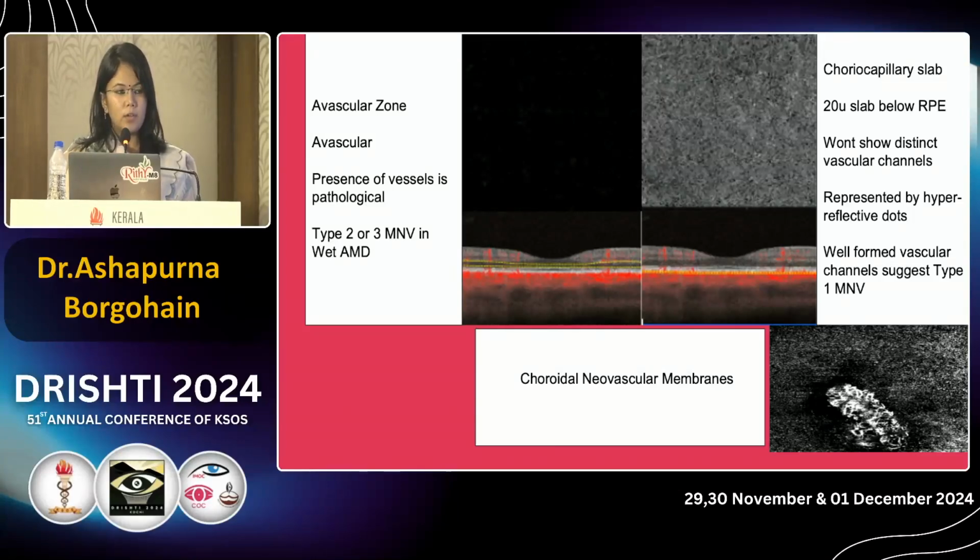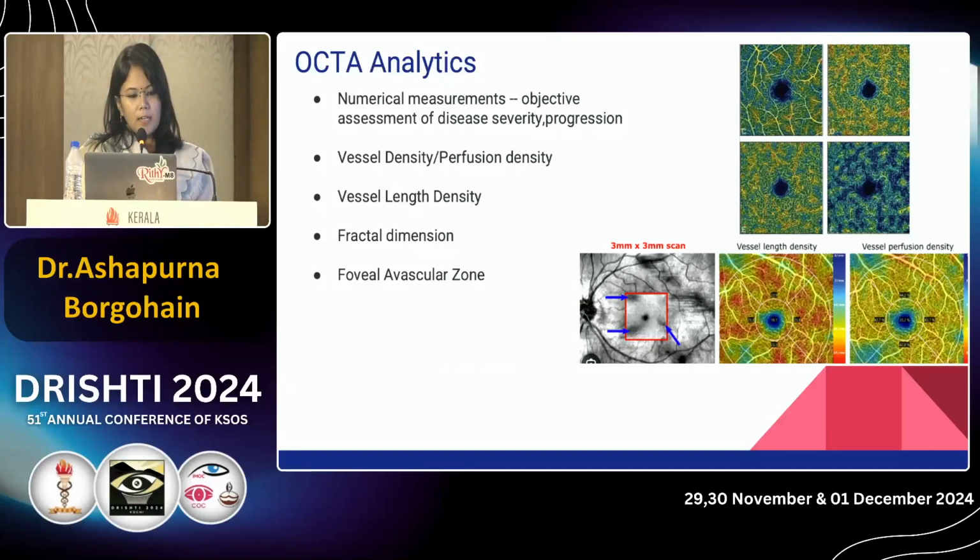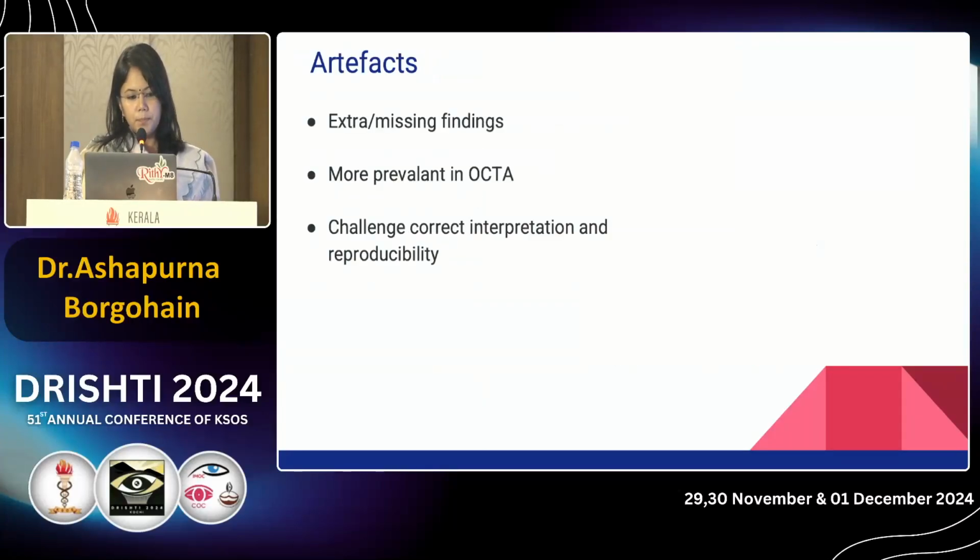Anything there is pathological. These two slabs help us to pick choroidal neovascular membranes. A little bit about OCTA analytics. OCTA also helps us give some numerical measurements, which helps to objectively assess disease severity and progression, and also helps in documentation and follow-up of a disease. Like the vessel density, vessel length density, fractal dimension, and we can measure the area of the foveal avascular zone.